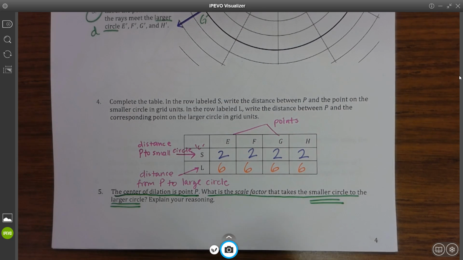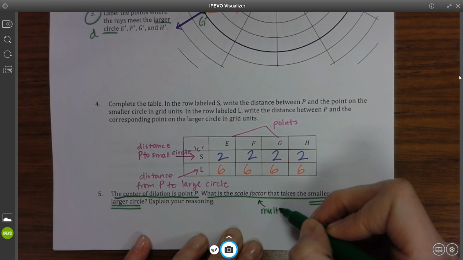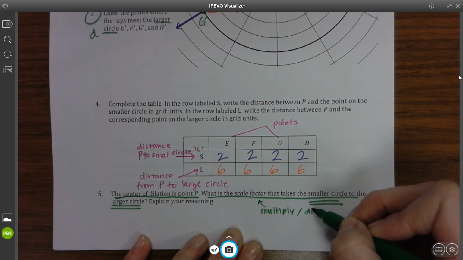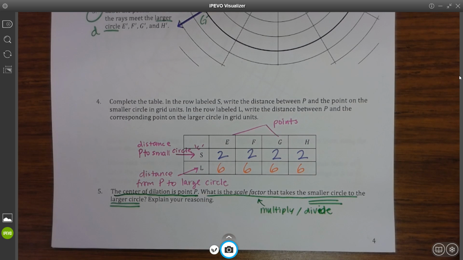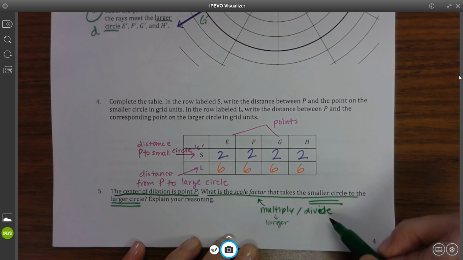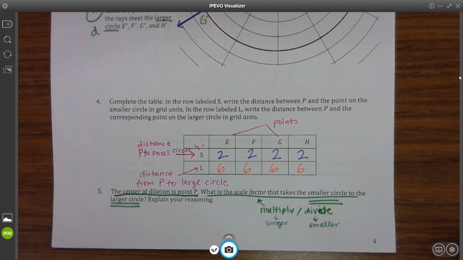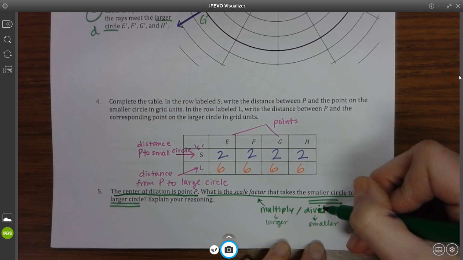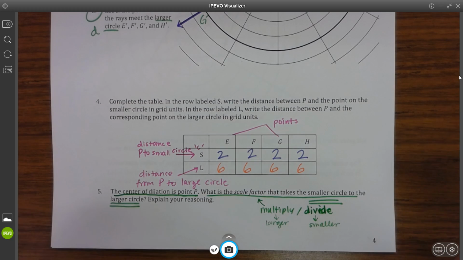Now with scale factors, this is like a multiplication. It's multiplying and dividing, right? If we multiply, it gets larger. If we divide, it gets smaller. So when we look at scale factors, it's a multiplication or a division, because multiplying and dividing are what make shapes expand or shrink.